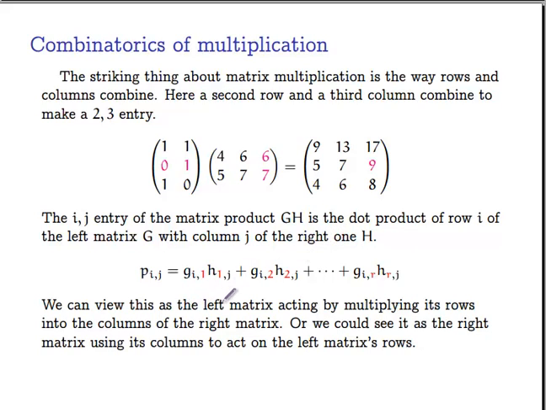We can view this as the left matrix acting by multiplying its rows into the columns of the right matrix. Or we could see it as the right matrix using its columns to act on the left matrix's rows.